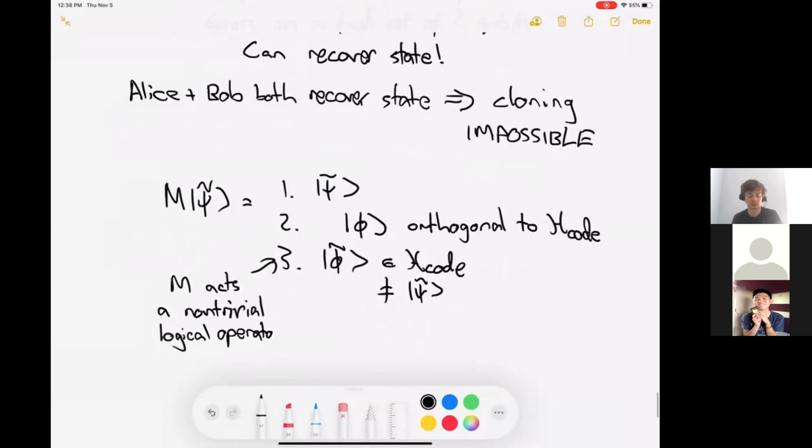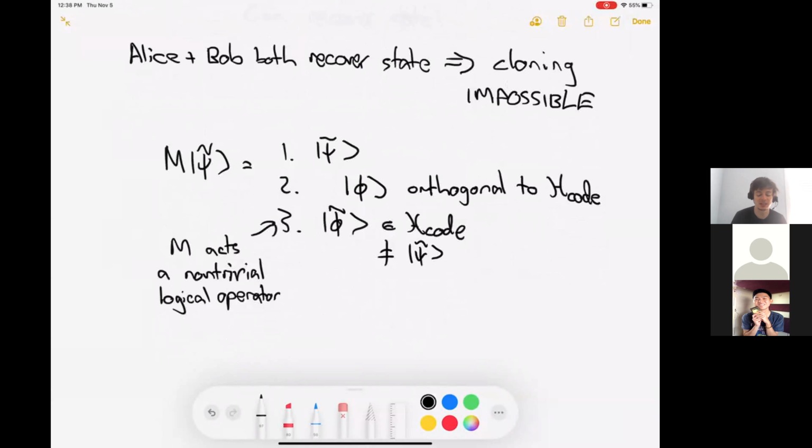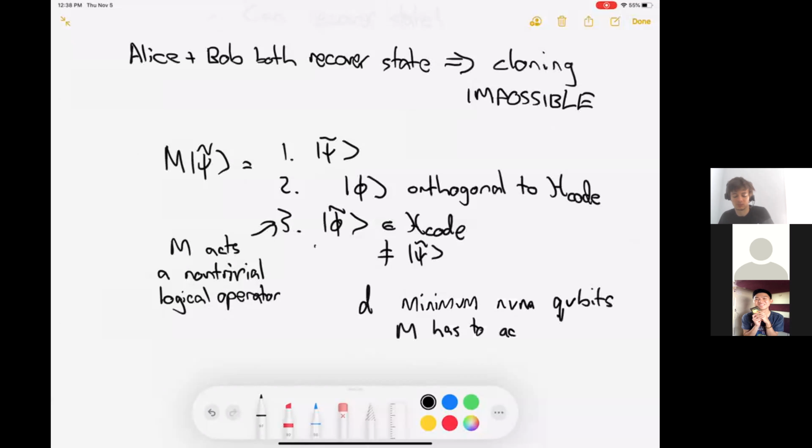Okay. So this d is the minimum number of qubits that M has to act on for case 3 to be true. Okay, how does that relate to the number of qubits that we can error correct?